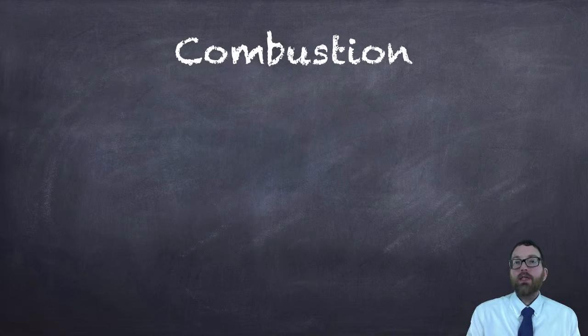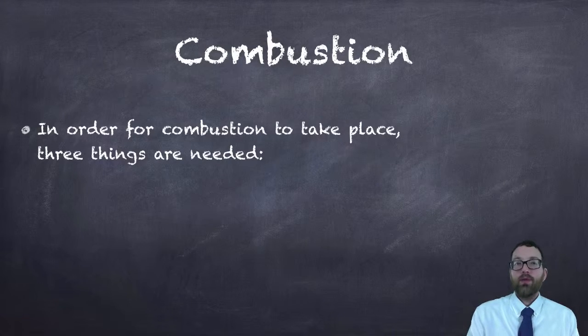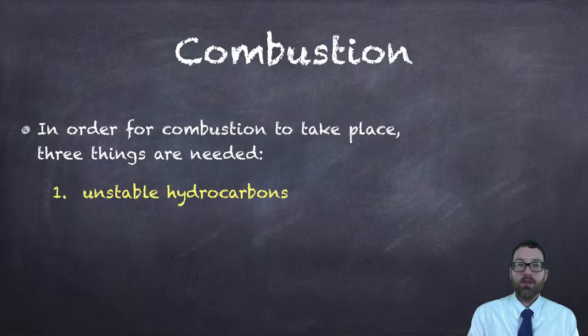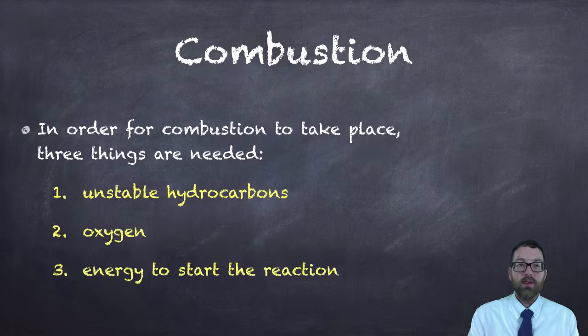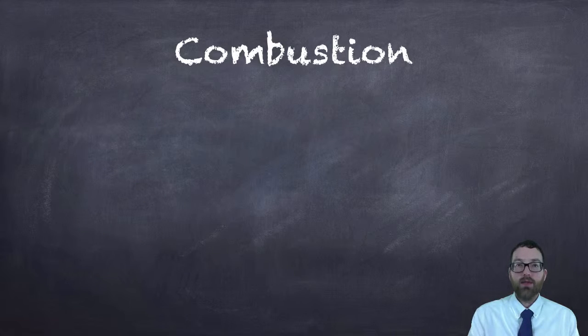Our next organic reaction is combustion. In order for combustion reactions to take place, we need three things. We need an unstable hydrocarbon, so some kind of hydrogen and carbon. It could also potentially be a non-hydrocarbon, some other category of organic molecule like an alcohol or an ether, that can combust as well. We also need oxygen as one of our reactants, and we need energy to start the reaction.